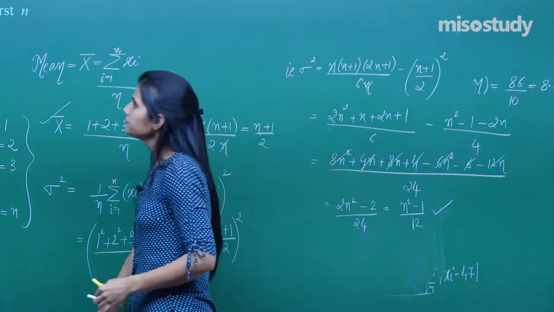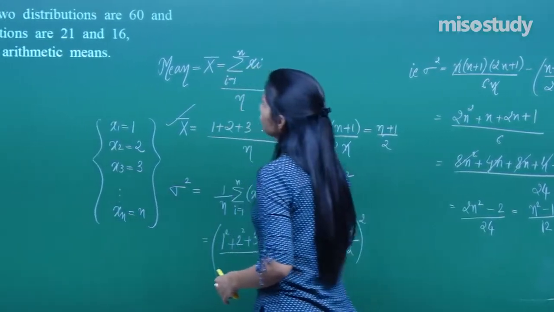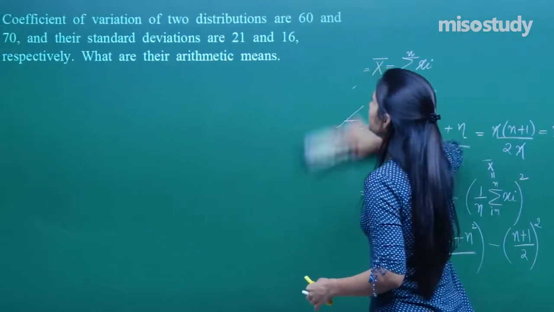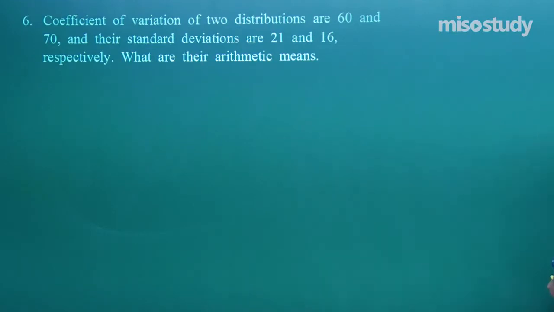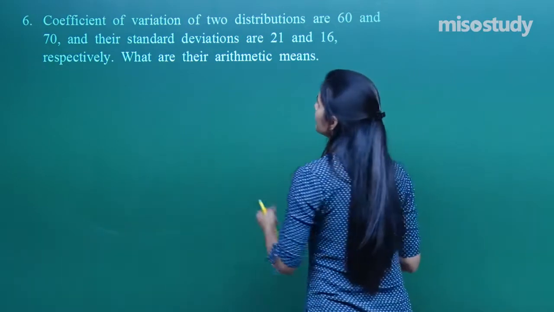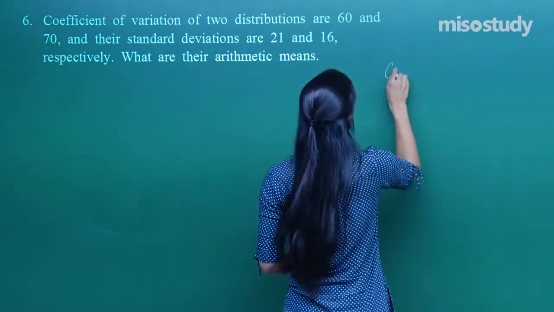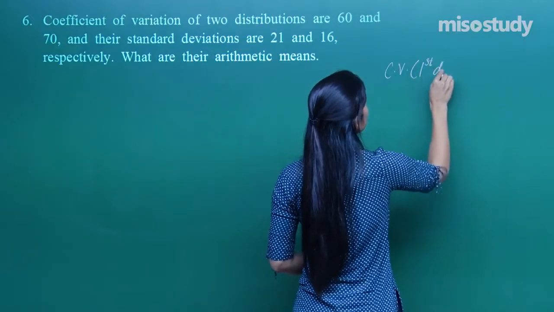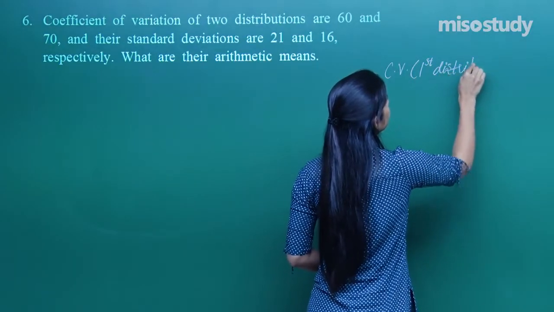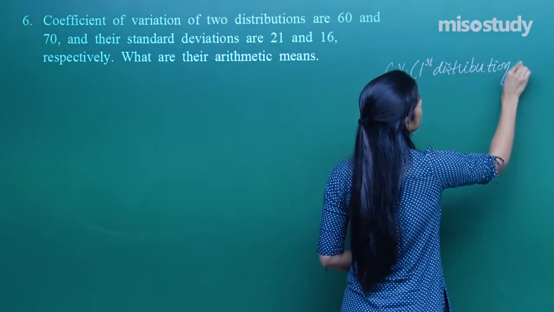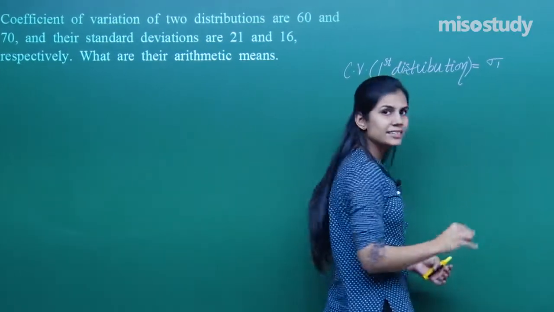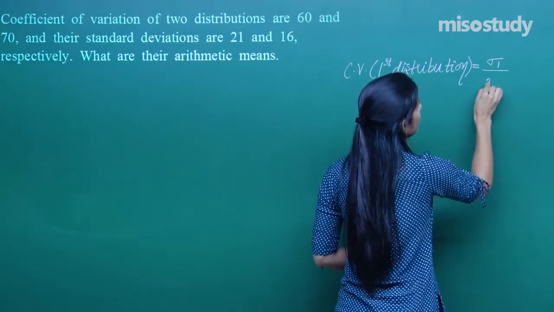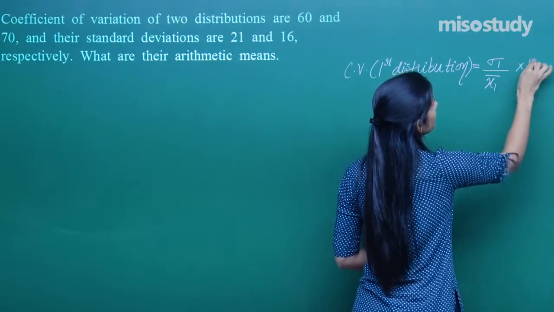After this we have the question: coefficient of variation of two distributions are 60 and 70 and their standard deviations are 21 and 16. What are their arithmetic means? Now, this is a direct question. If you remember the formula for coefficient of variation, it will be very, very easy for you to evaluate. So, coefficient of variation of the first distribution would be what? The standard deviation corresponding to the first distribution upon the mean corresponding to the first distribution into 100.